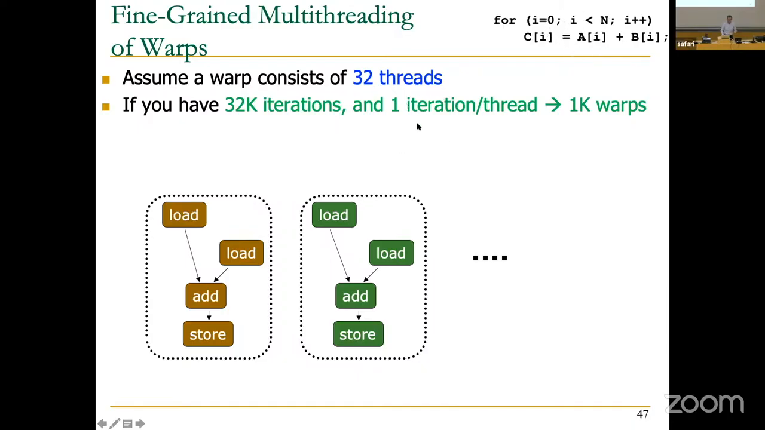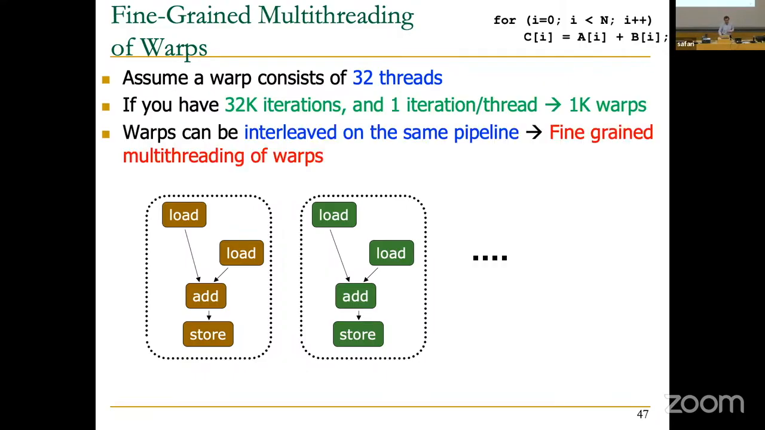And we do one iteration per thread. That means we have 1,000 warps. These 1,000 warps each execute 32 threads, and each of them is at the same program counter at a given point. So these warps can be interleaved on the same pipeline. So you can actually do fine-grained multithreading of warps. I'm going to show you an example.